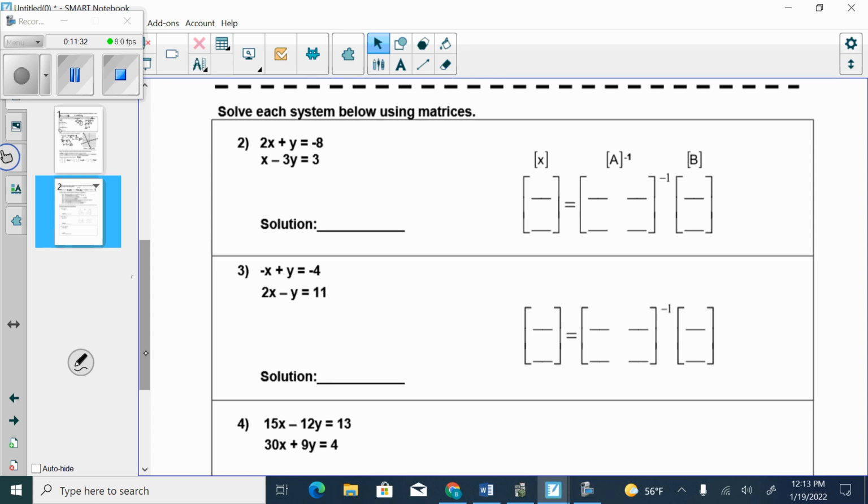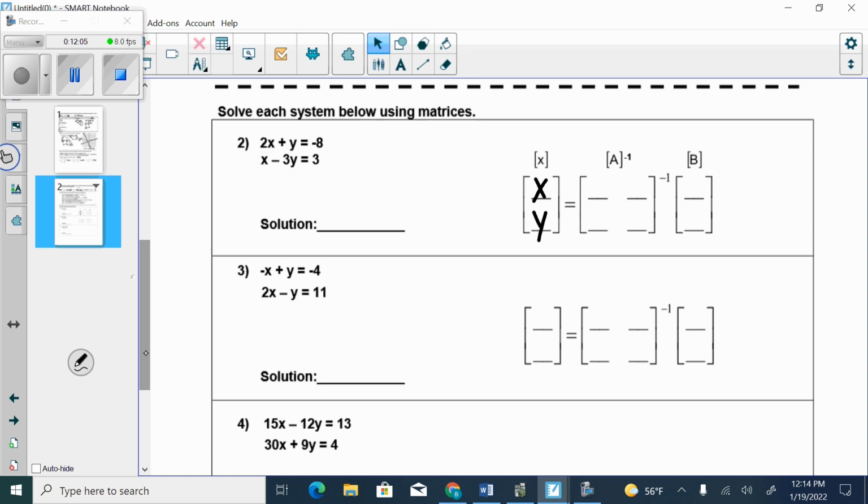You are always going to set yours up in the same order. We're always going to put our x's first, and then our y's. Then we work across our rows like we would across the equations. You're not going to put any letters in these boxes, only numbers. Remember, a coefficient is just the number that's in front.